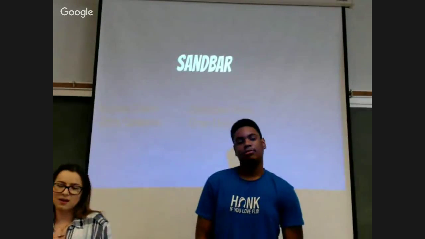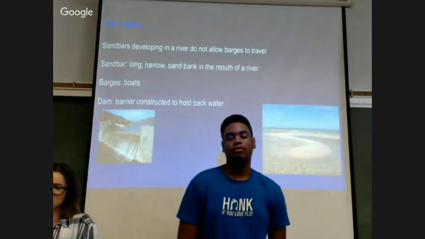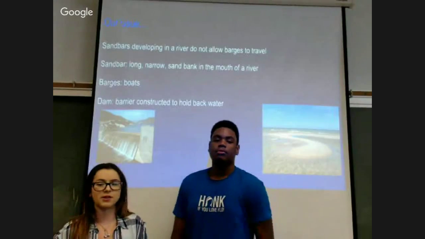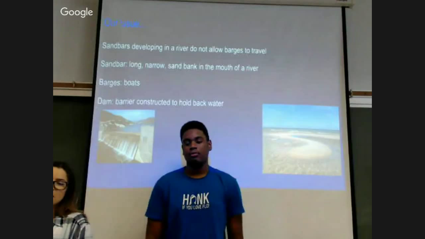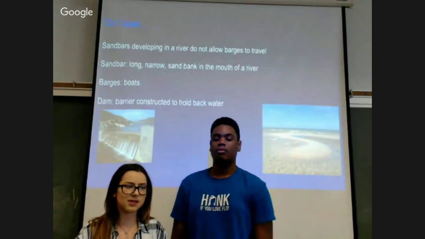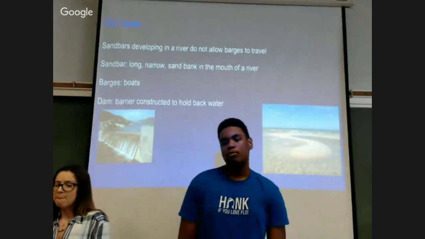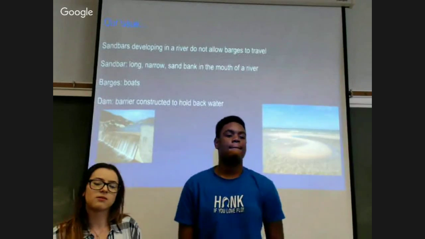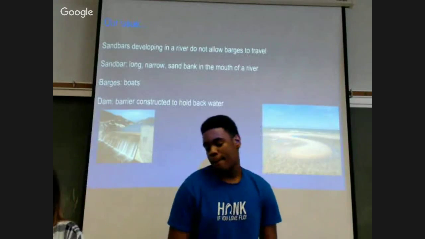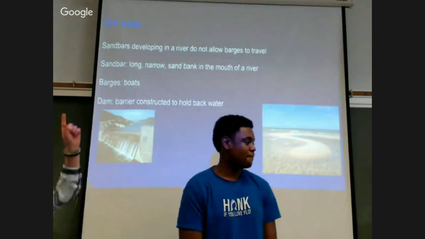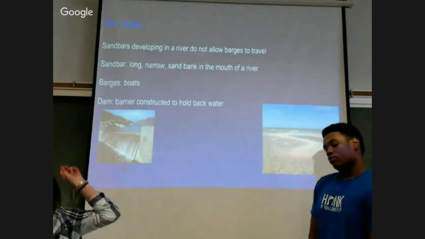Alright, so we did sandbars. Our issue is that sandbars are developing in rivers, and that doesn't allow barges to travel. Sandbars are long, narrow sandbanks in rivers. Barges are pretty much boats. And for our solution, a dam, which is a barrier constructed to hold back water. Here's a picture of a sandbar, and this is a picture of a dam.